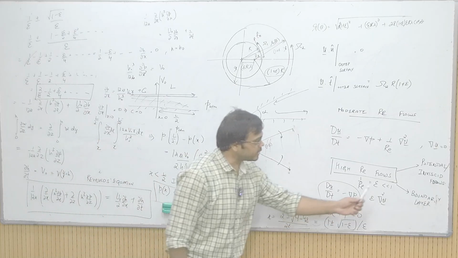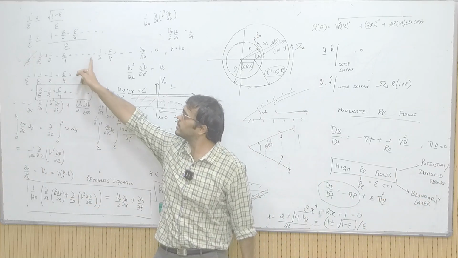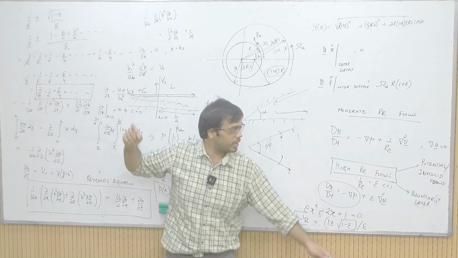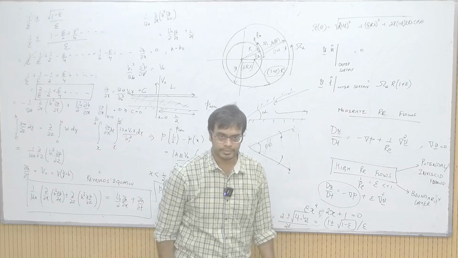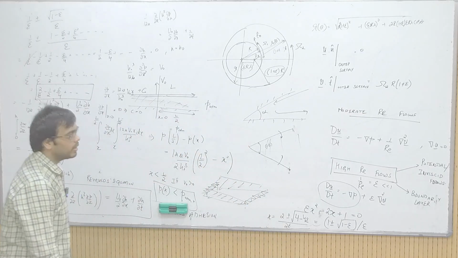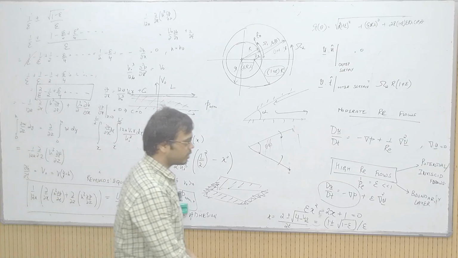Okay. So, you get a part of the solution from potential or inviscid flows, which is something like this. You get the other part of the solution from boundary layer theory. Okay. So, we will continue from here in the next lecture.